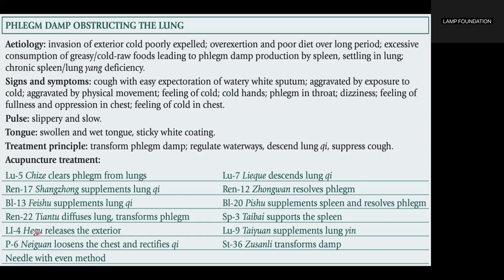Ren 22 to diffuse the lung and transform phlegm, Large Intestine 4 to release the exterior, Pericardium 6 to loosen the chest and rectify the qi, Lung 7 to descend lung qi, Ren 12 to resolve phlegm, Bladder 20 to supplement the spleen and resolve phlegm, Spleen 3 to support the spleen, Lung 9 to supplement lung yin, and Stomach 36 to transform damp. Needling: even method.